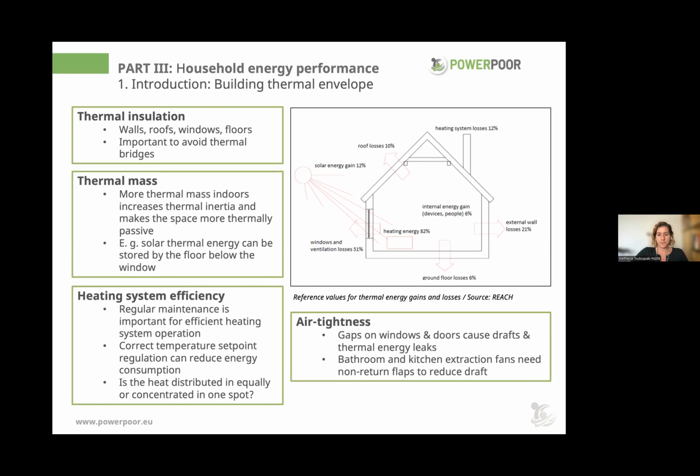And next, air tightness is very important. If there are gaps on windows or doors that can cause drafts and thermal energy leaks, this can have implications in the energy consumption as well as the well-being of the tenants. And there are, of course, the extraction fans that are normally in place in the bathroom and the kitchen. We should take into account if those are leaky.